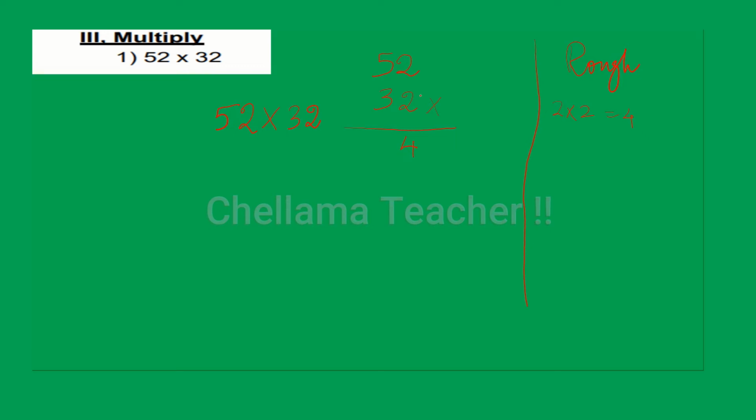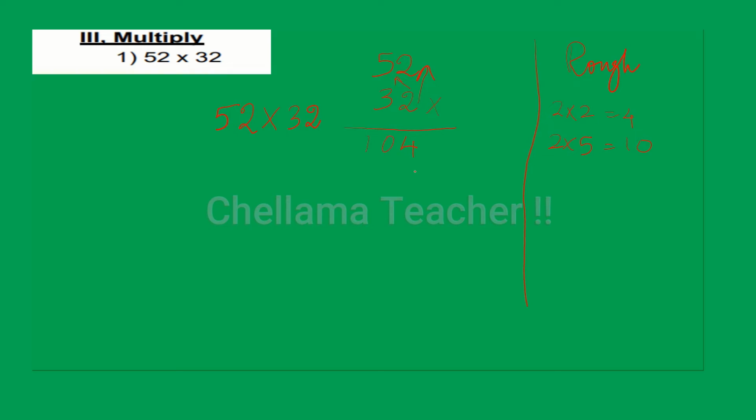Next we have to start with 2 into 5. That is, the second number's ones digit is to be multiplied with the first number's tens digit, the tens place. 2 into 5 is equal to 10.